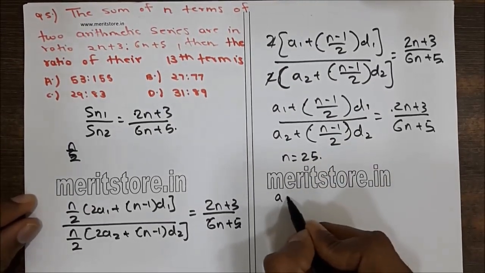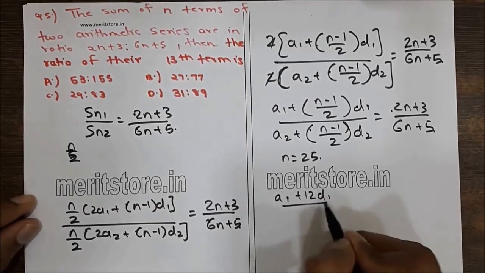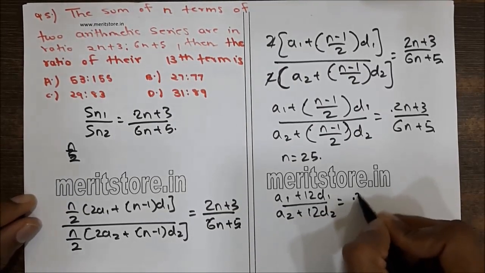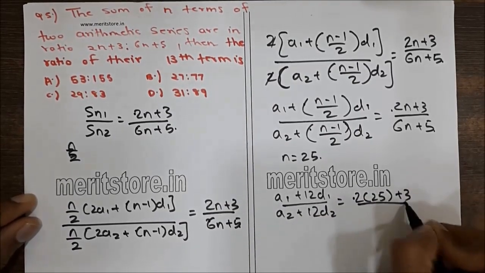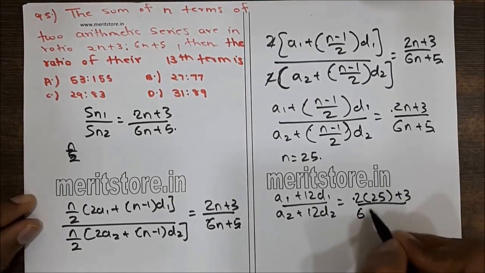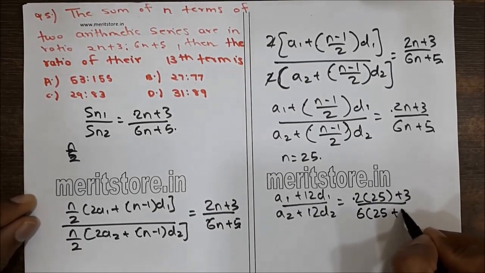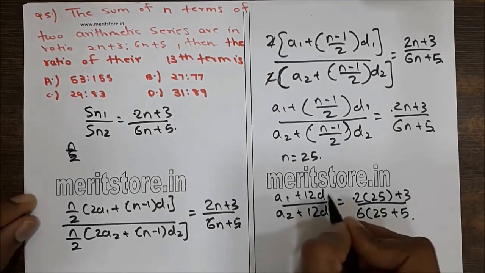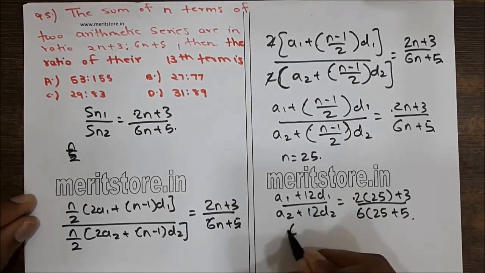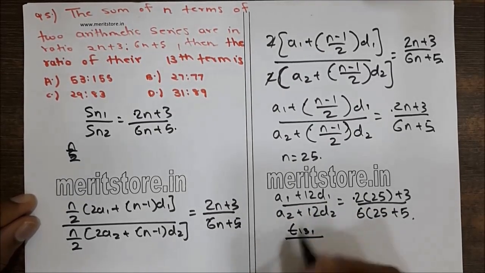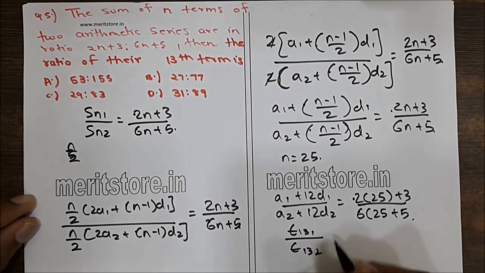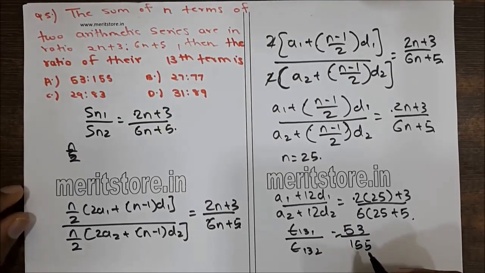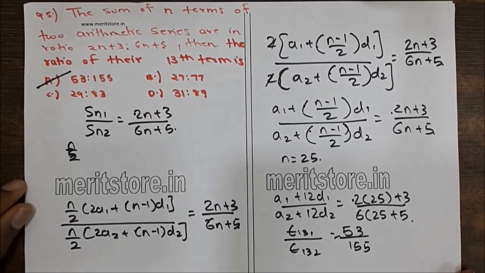We get (a1 plus 12 d1) upon (a2 plus 12 d2), which is equal to (2 times 25 plus 3) upon (6 times 25 plus 5). Solving this term-wise, this can be written as the 13th term of the first series upon the 13th term of the second series, which equals 53 upon 155, which is our option A. Therefore option A is the correct answer.